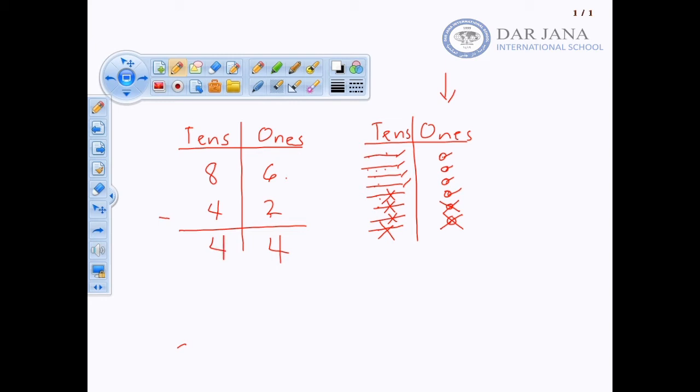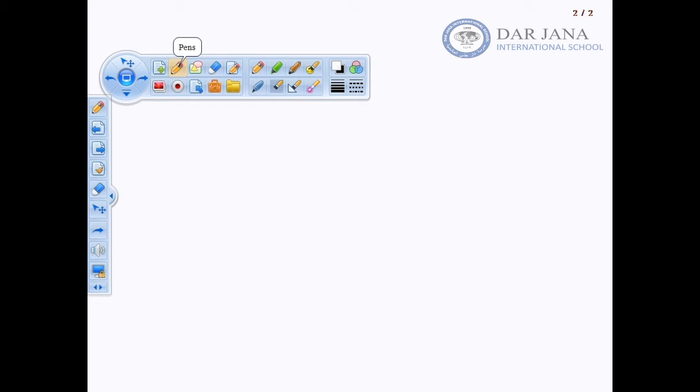Okay? Now I'm going to show you another example without the ten frame, without this place value chart. Okay, but I will do for you a subtraction frame. Okay, let's say we are going to subtract 75 minus 23. Like as we have said, we are going to start from where? From the ones column. This is the ones column.